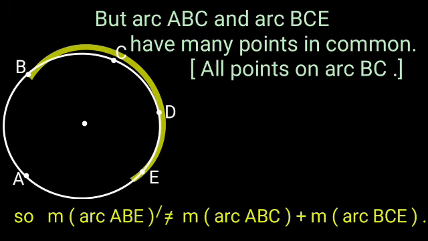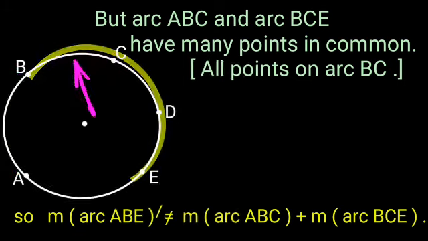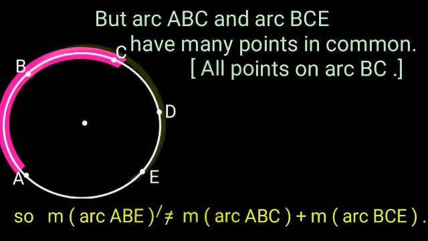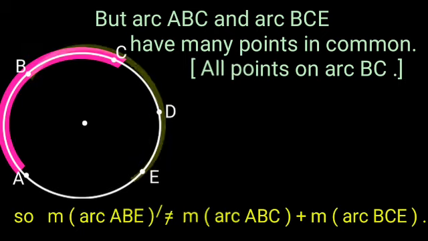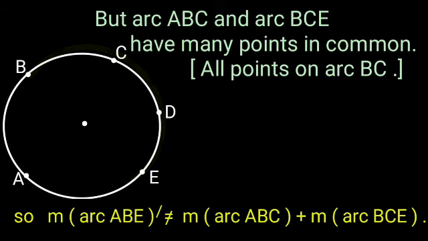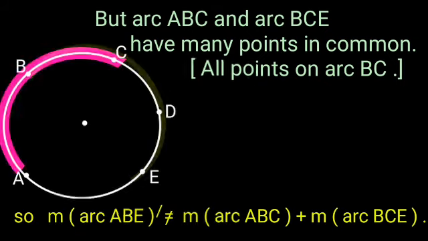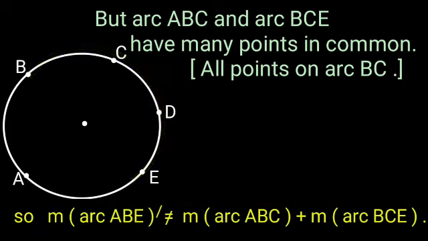But arc ABC and arc BCE have many points in common, all points on arc BC. So, the measure of arc ABC is not equal to the measure of arc BC plus the measure of arc BCE.